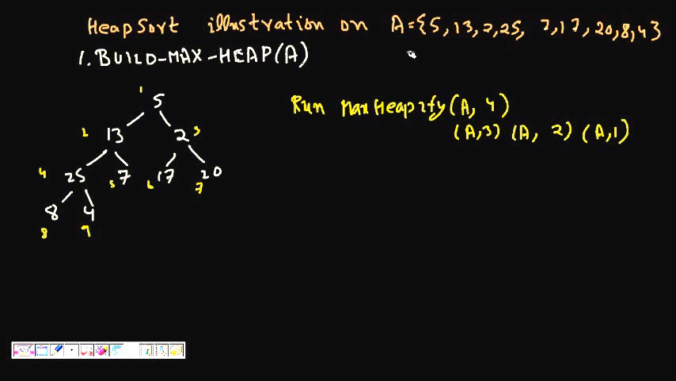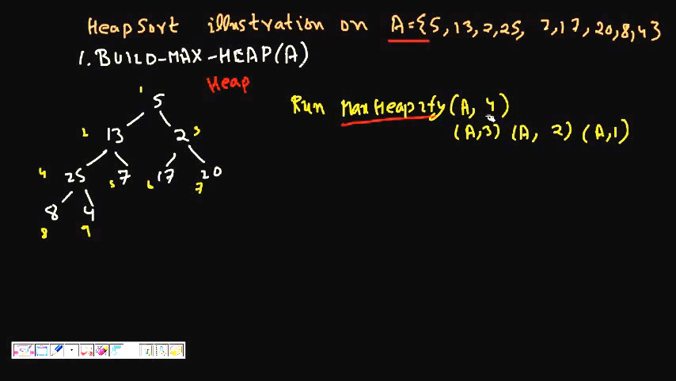Let's say we have an array A which I want to sort using heap sort. We construct the heap from it. 5 is the first element, then 13, 2, 25, 7, 17, 20, 8, 4. This is the heap that is created. Now we need to build a max heap from it, so we run max heapify for nodes 4, 3, 2, 1. For max heapify, you may refer to my previous lecture.